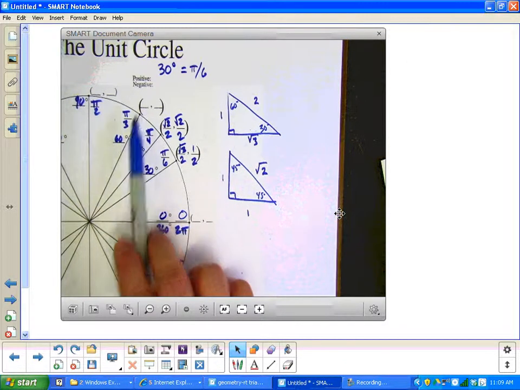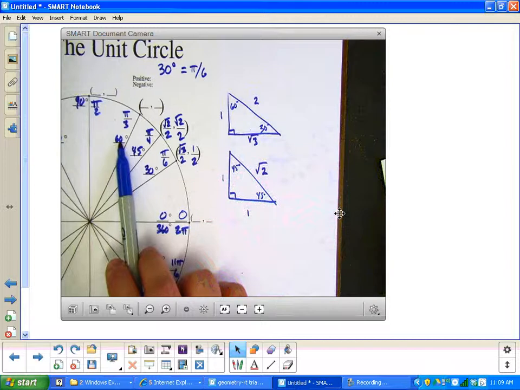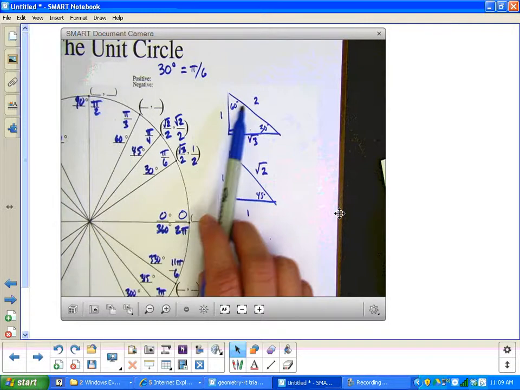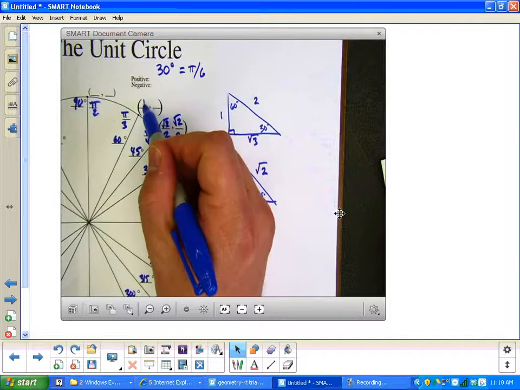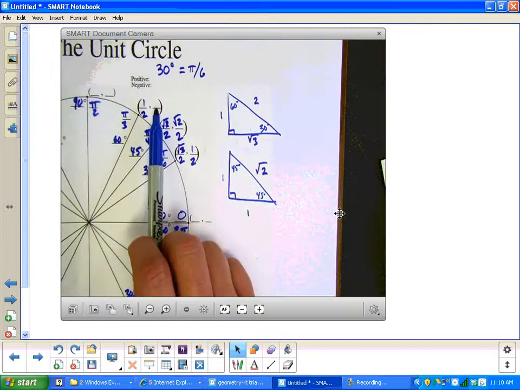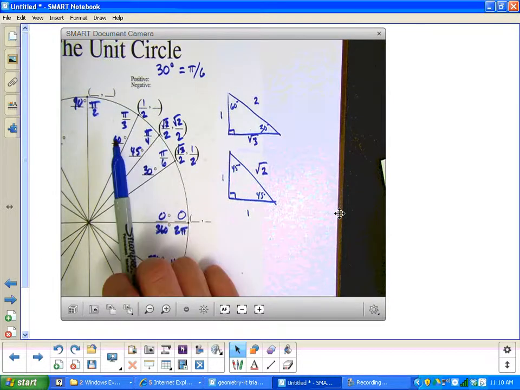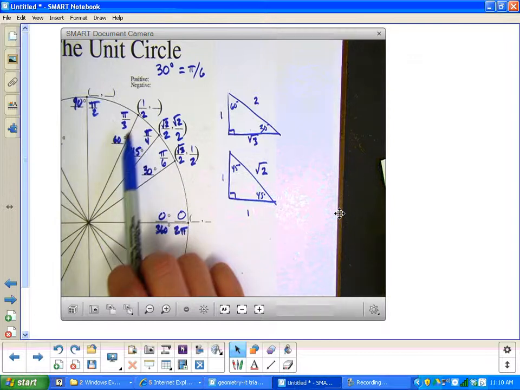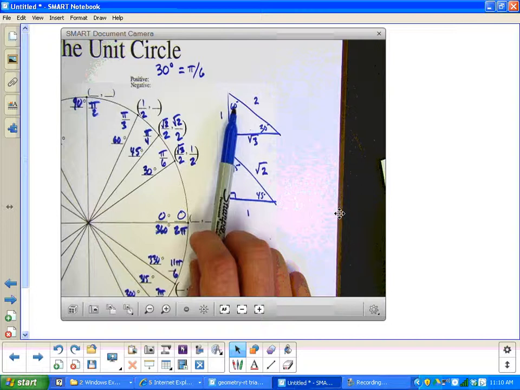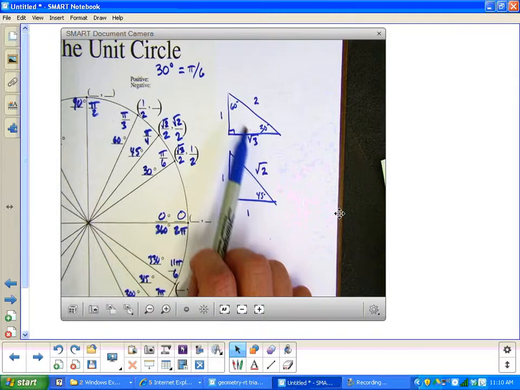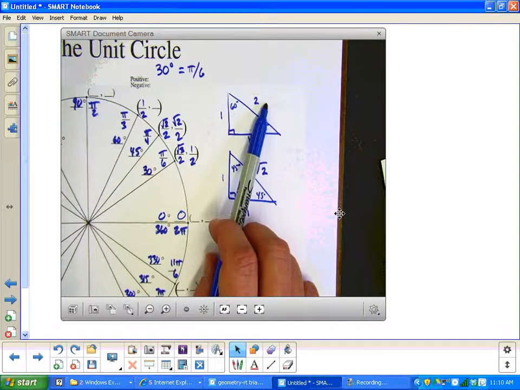What of 60? Cosine. Okay. So cosine of 60 is adjacent over hypotenuse. Yeah, so 1 over 2. And then the y-coordinate is the sine of 60. The sine of 60 will be opposite over hypotenuse, so square root of 3 over 2.